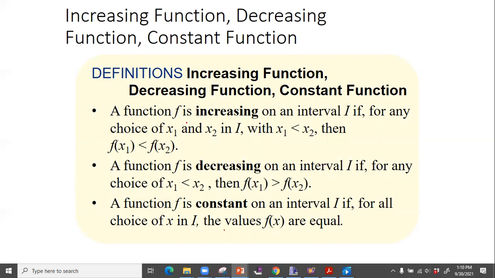So what that means in terms of a formal definition, instead of saying from left to right, we would read it as a function f is increasing on an interval I if, for any choice of x1 and x2 in interval I with x1 less than x2, then f of x1 is less than f of x2. That is your full formal definition. And literally it is saying, as you read from left to right, the values are increasing. That's what that means.